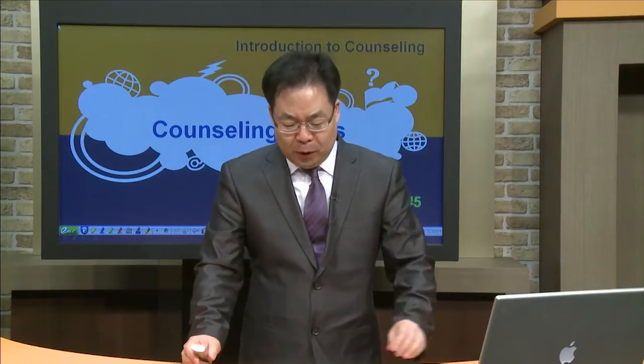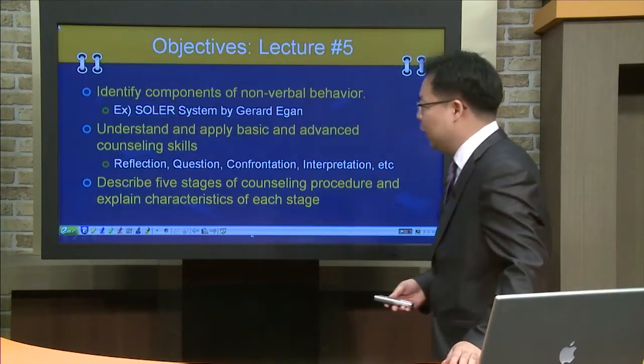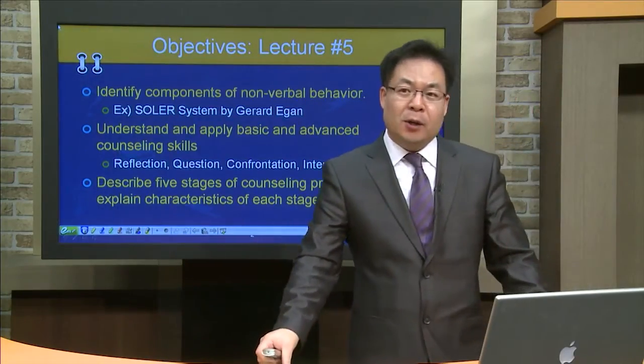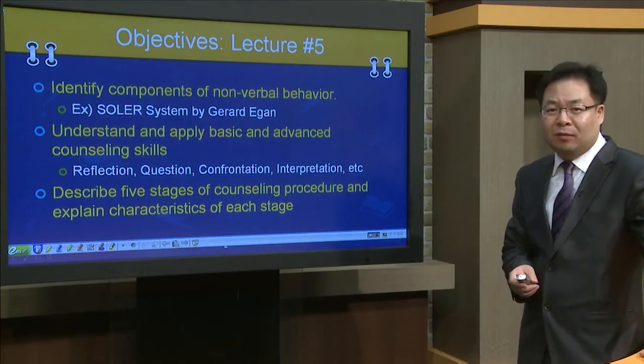We talked about the counselor's identity, a kind of orientation to this profession. The second, we talked about some history and credentials of counseling. And in lectures 3 and 4, we reviewed major counseling theories from 4 different perspectives. And today, we will talk about counseling skills. So if you look at the objectives here, I put down 3 different objectives for today.